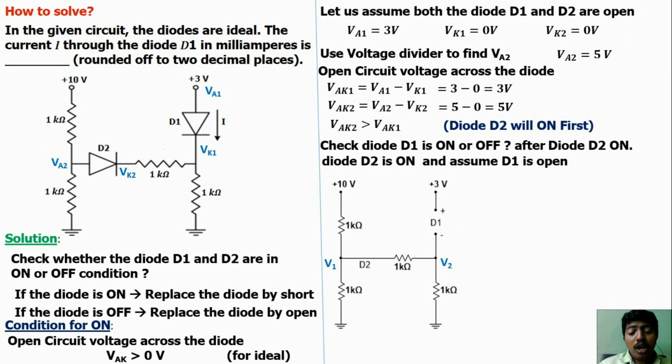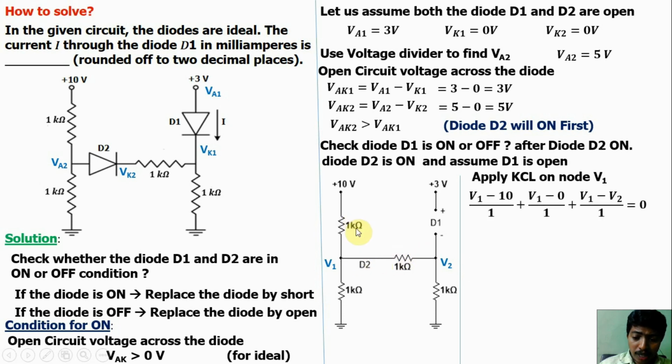Now the objective is to find the open circuit voltage across diode D1. The anode voltage is 3 volt, the cathode voltage is V2. So we have to find V2 first. Apply Kirchhoff's current law at node V1. Assume all the current flows outward from the node. So we get (V1 minus 10) by 1 kilo ohm plus (V1 minus 0) by 1 kilo ohm plus (V1 minus V2) by 1 kilo ohm. This is an ideal diode, so D2 is short circuited. Simplify this equation and you will get 3V1 minus V2 is equal to 10. Let us take this as equation 1.